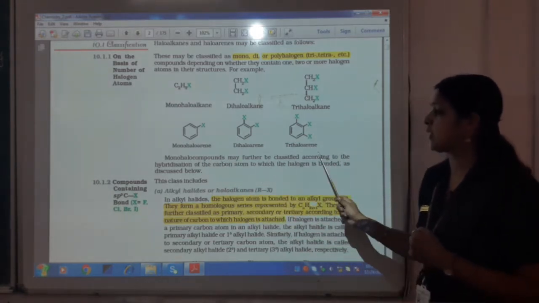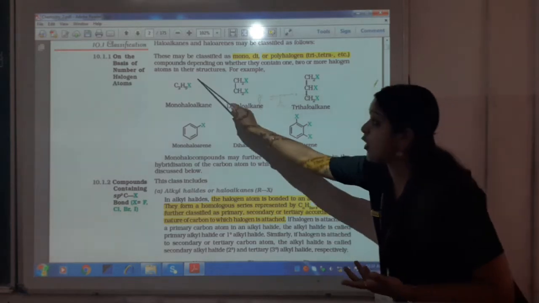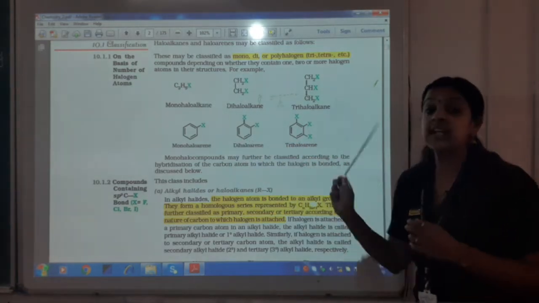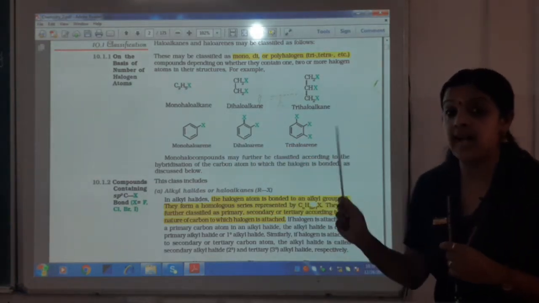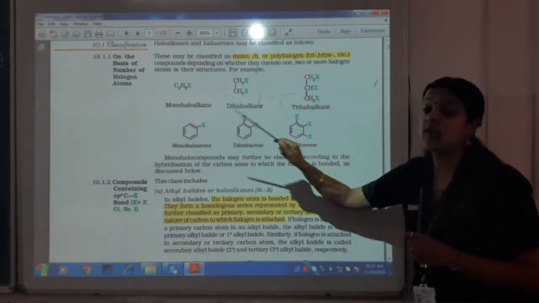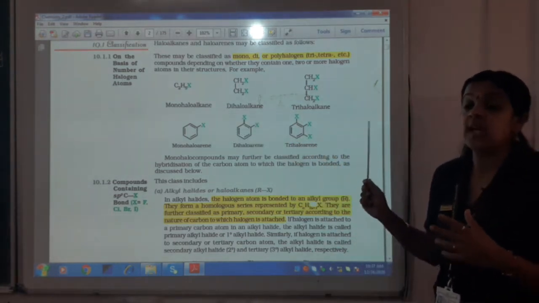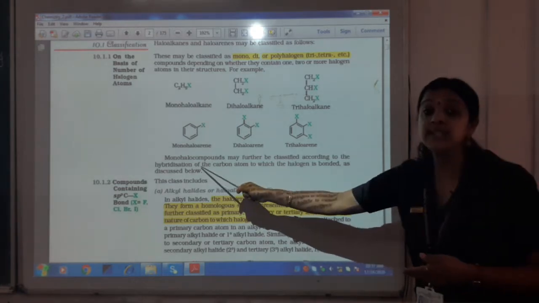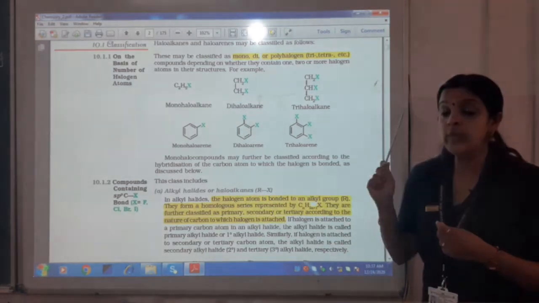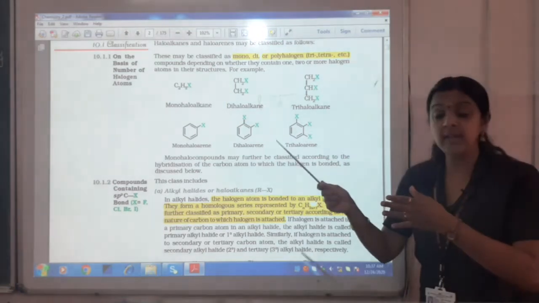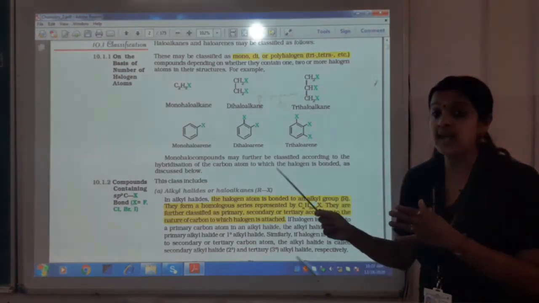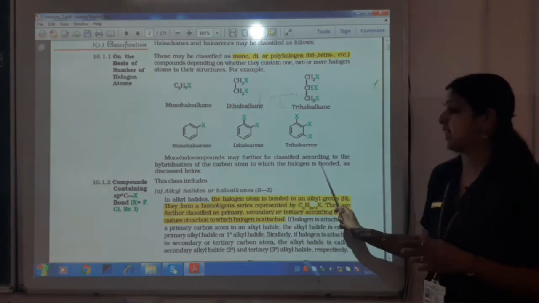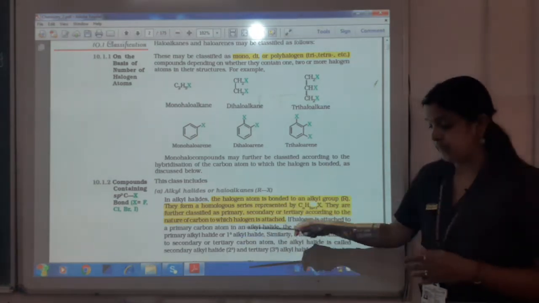Monohalo compounds are further classified. Monohalo means what? These contain only one halogen atom. So monohalo compounds are further classified based on the hybridization, that is, to whichever carbon they are bonded, whichever hybridization that carbon has, they are classified in a further way. Now what are those?